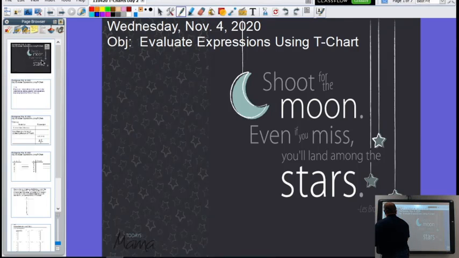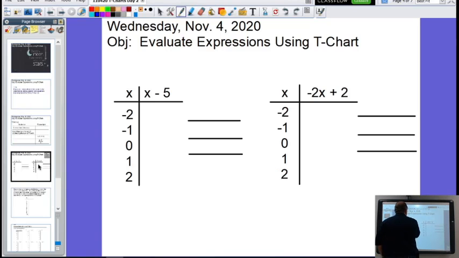Hello students. Today we're going to do the second day of evaluating expressions using T-charts, and this is going to be our assignment. So I'm going to talk about what it is that I expect you to do on this particular assignment. Okay. So here are two T-charts. So this is what I'm going to expect.